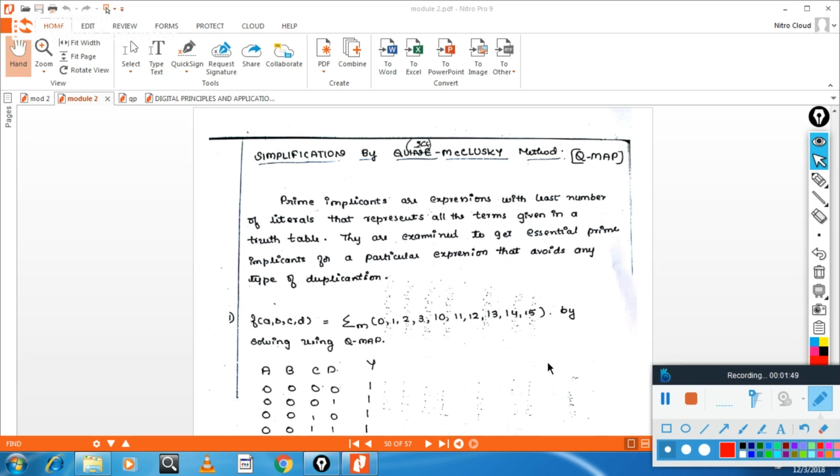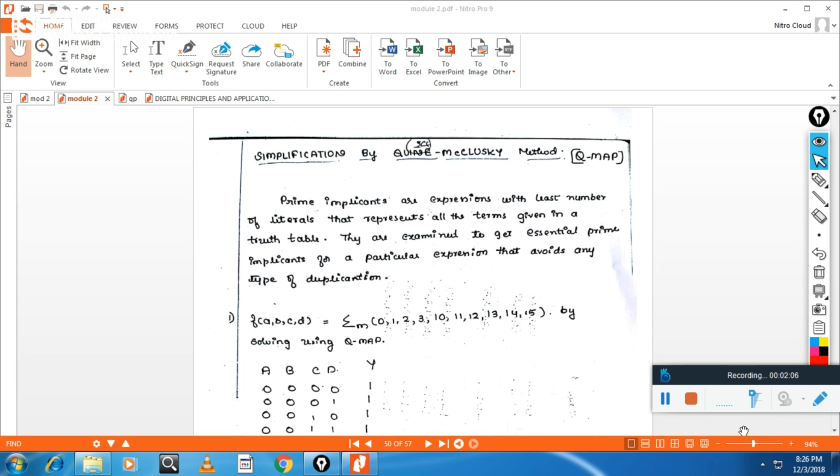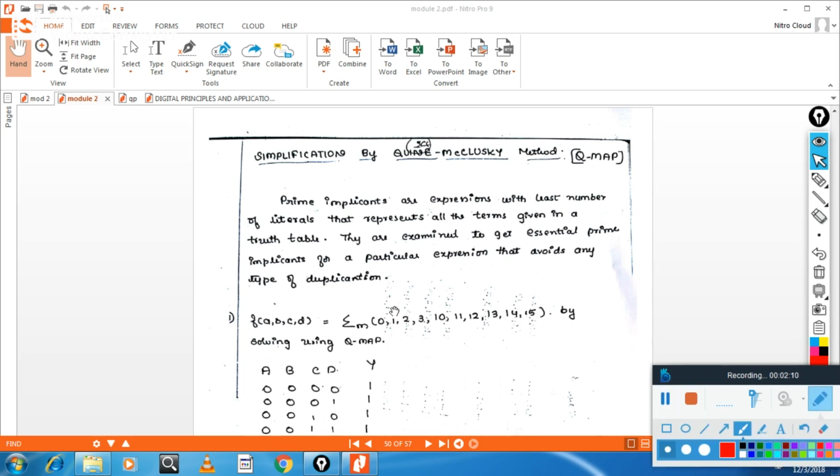So dear students, we will see now how to solve a given expression by using QMAP. Here you can see a function of 4 variables, and these are the SOP min terms.